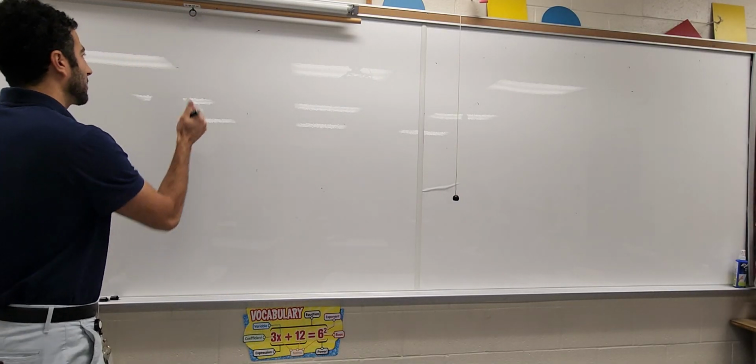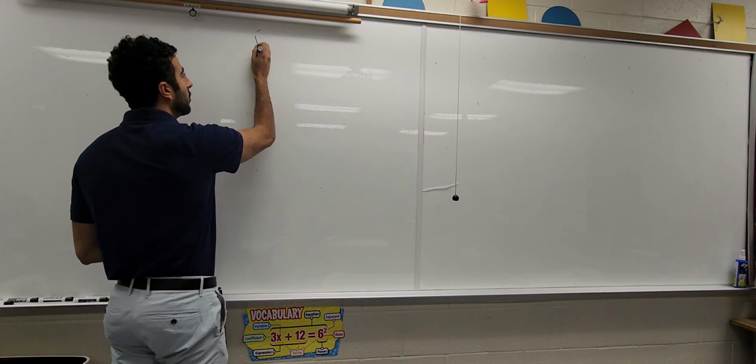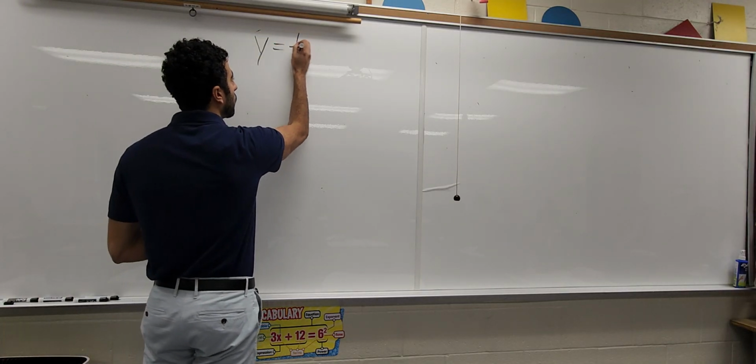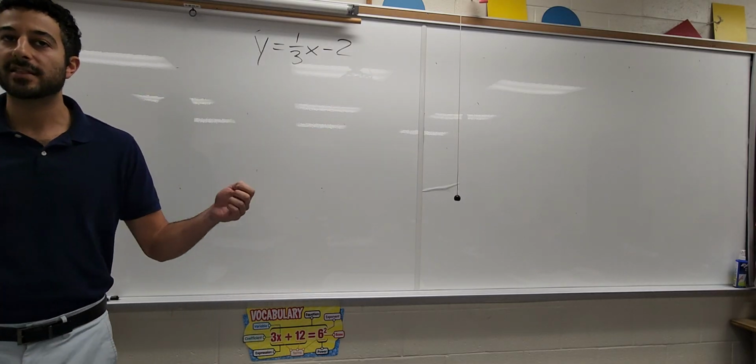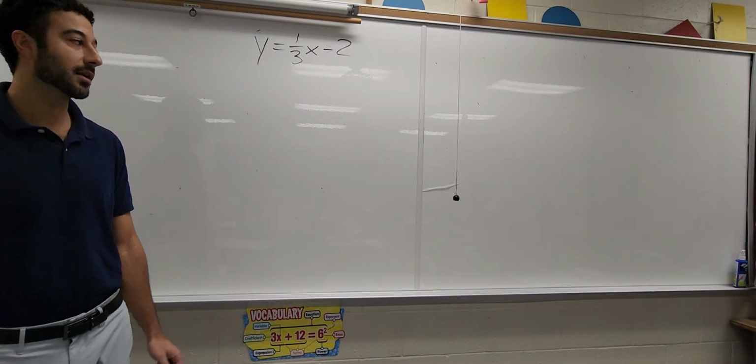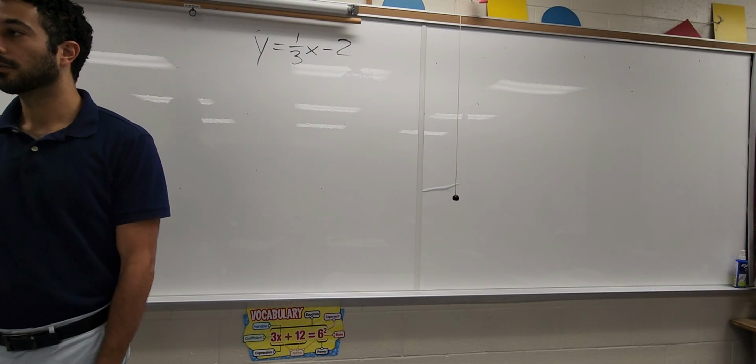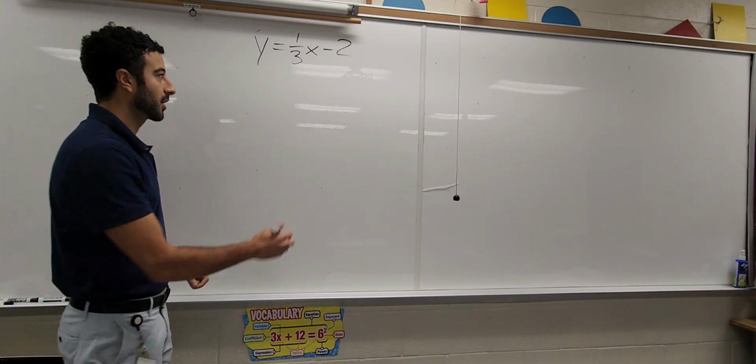I'm just going to give you some example problems. Okay, so let's just say I give you y equals 1/3 x minus 2. All right, would you guys know how to graph that? Is my first question. That's how I'm starting the lesson today. Y equals 1/3 x minus 2. All right, so can you guys help me graph it?